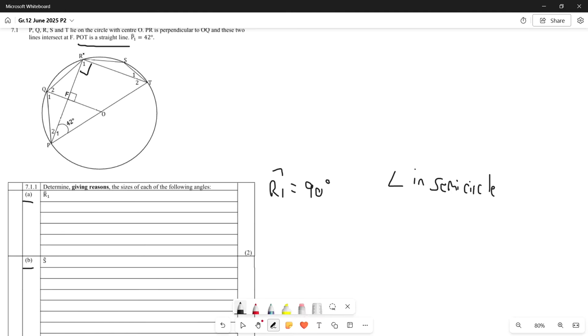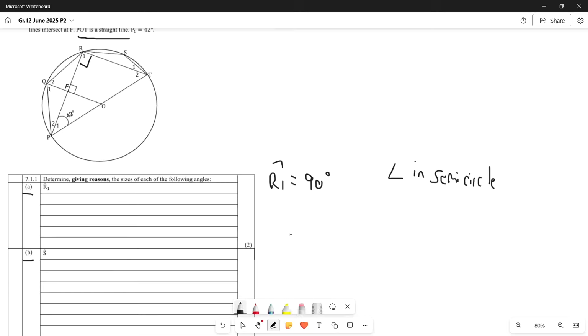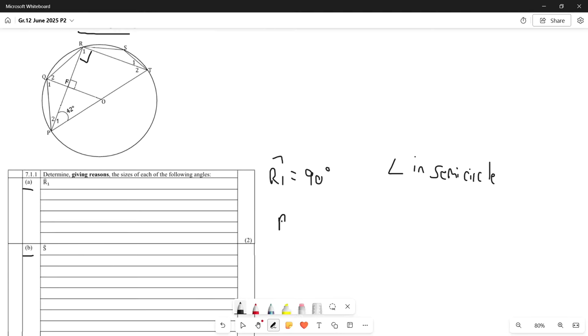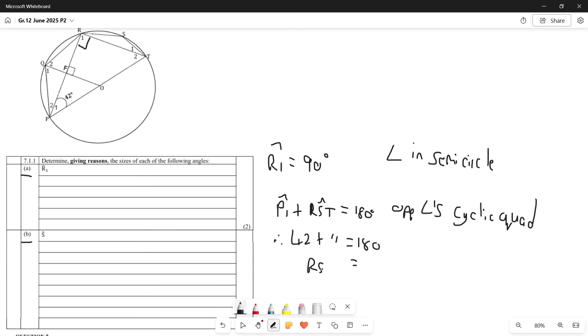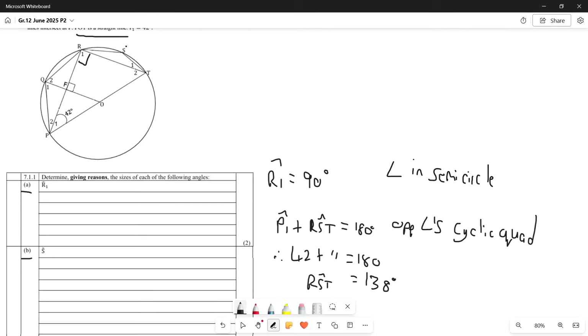And a reminder that if all 4 points are touching the sides of the circle, it means we're dealing with opposite angles of a cyclic quad. So we don't have to write all our working out, but we can just do it so we can understand. P1 plus RST over here equals 180 degrees. We don't get a mark for showing our working. This is opposite angles cyclic quad. And then at this stage, we know P1 is 42 degrees plus RST. That equals 180. We take the 42 over and we are left with RST, and RST has a value of 138 degrees.